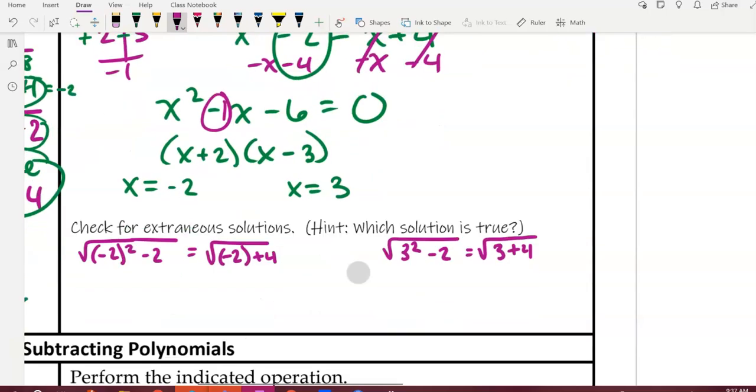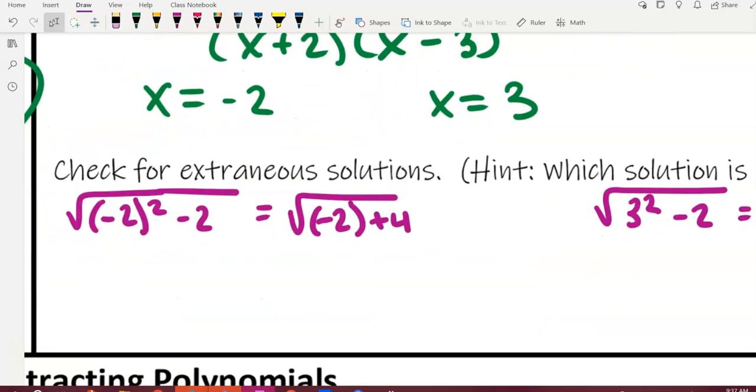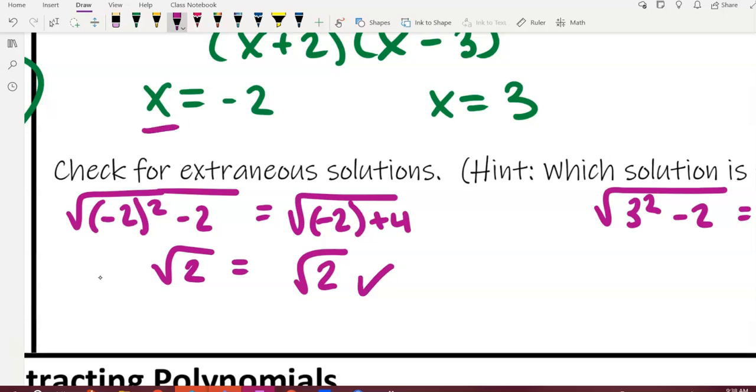All right, so starting with the -2, we have -2 squared, which is 4, minus 2 is 2. So on the left, we have the square root of 2. On the right, we have -2 plus 4, which is 2. So does the square root of 2 equal the square root of 2? True. This -2 is a true solution.